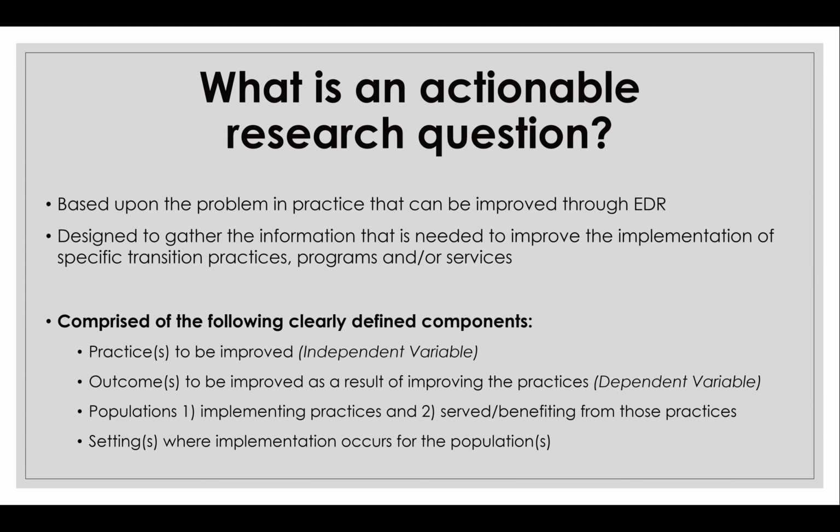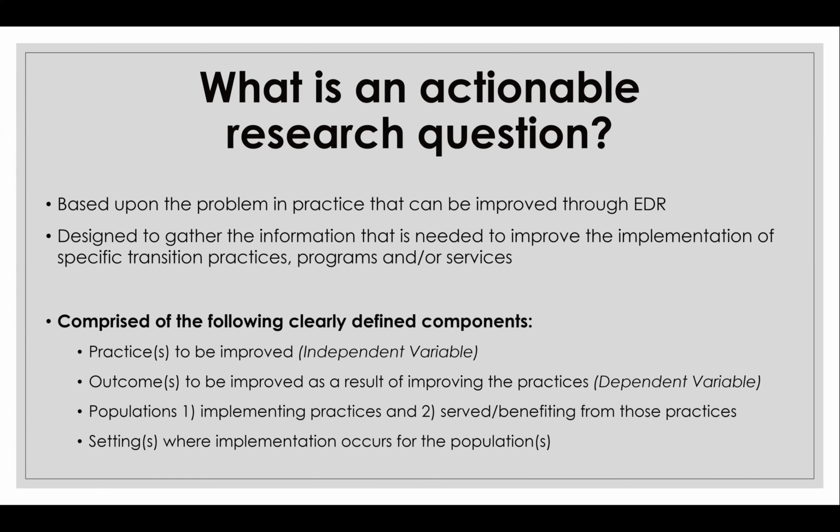So an actionable research question is more than just a statement that you intend to investigate. It's going to be based upon your reflection and description of the problem in practice. It's designed to gather information needed to change practices, programs, or services. It's a guide for the very design of your study, and it'll tell you the types of data you'll collect. It's comprised of these variables that we just mentioned, and it's reflective of valid sources of information. So we're being as objective as possible. Really, it's your unique argument that will be investigated.